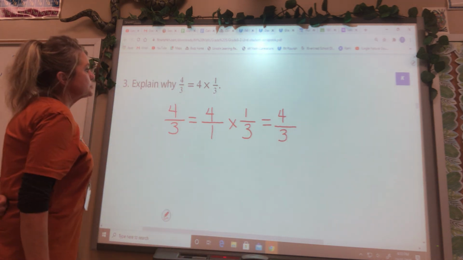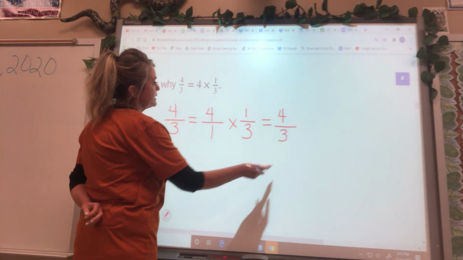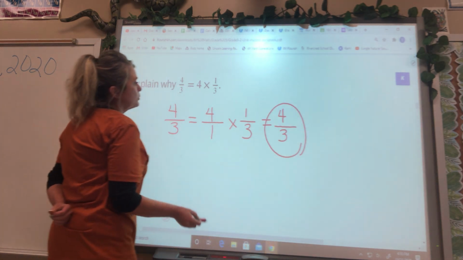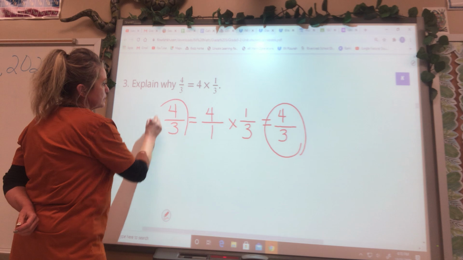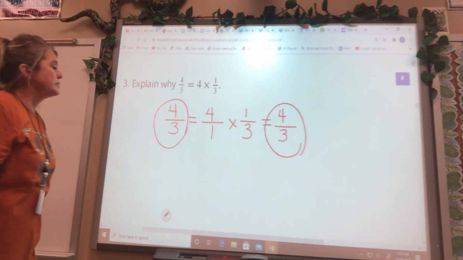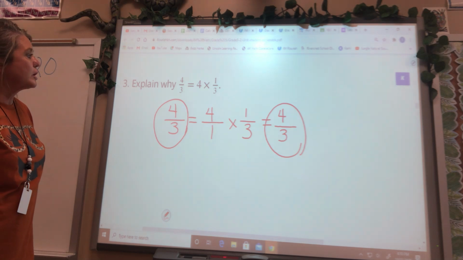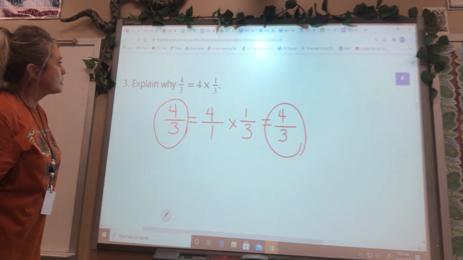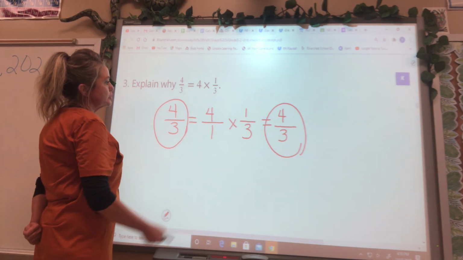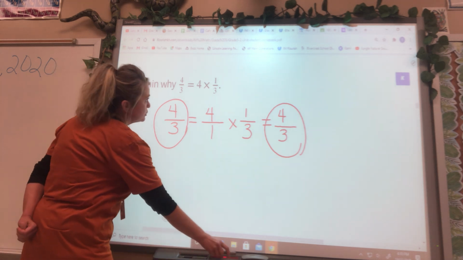That makes it much easier to see that when you put them in fraction form with your whole number over 1, you just multiply straight across, and it does then show us how those two are equal.